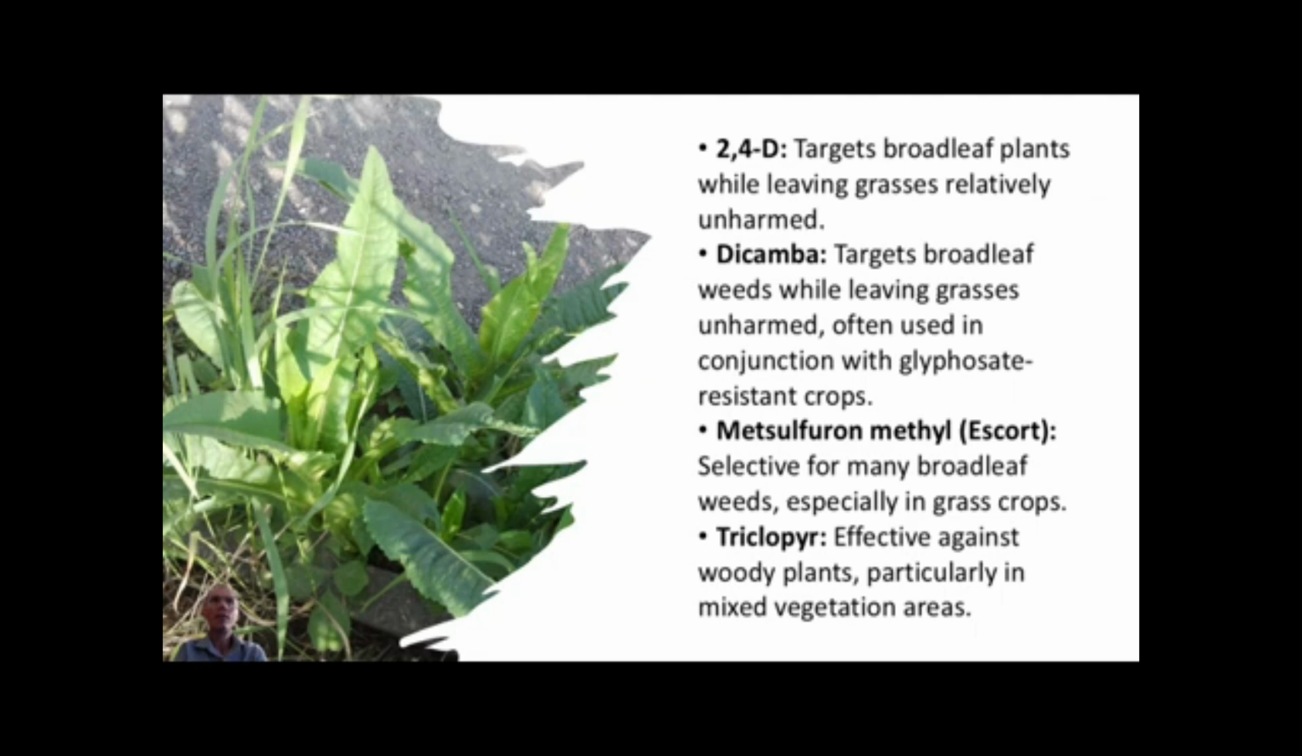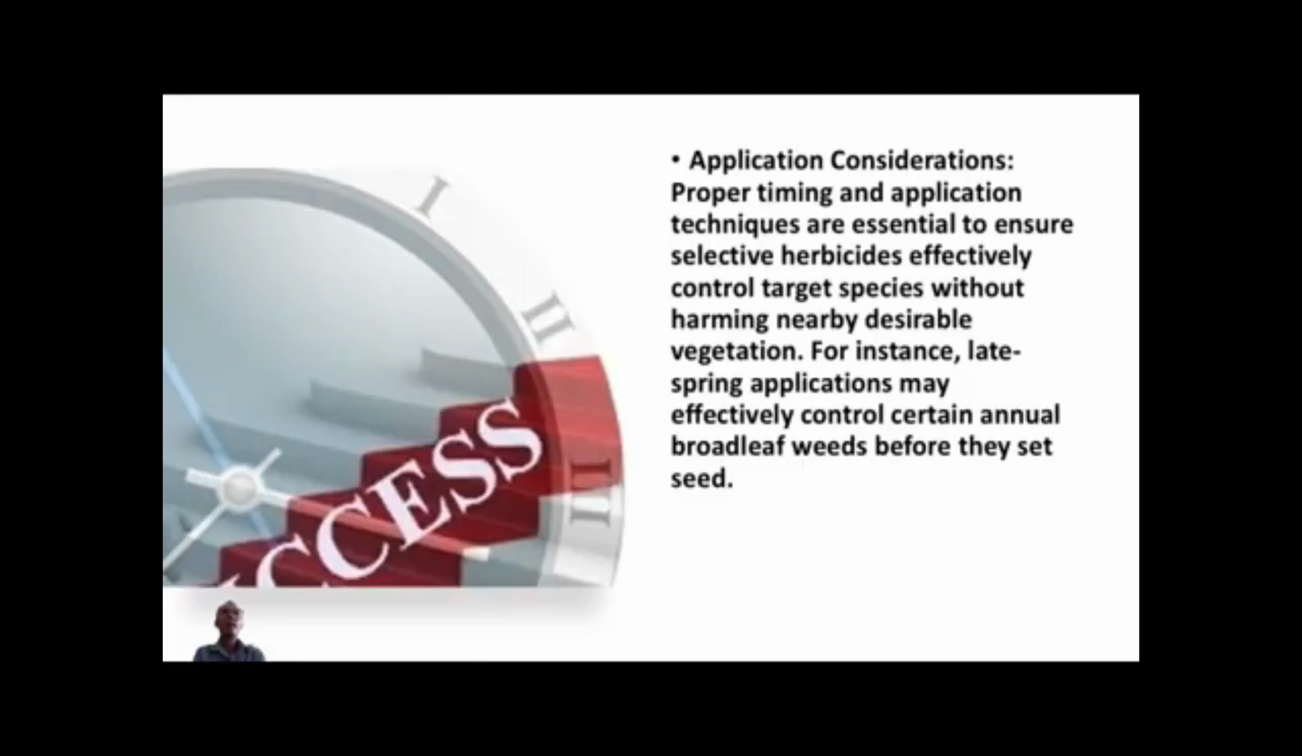Dicamba targets broadleaf weeds while leaving grasses unharmed, often used in conjunction with glyphosate-resistant crops. Metsulfuron methyl, Escort, is selective for many broadleaf weeds, especially in grass crops. Triclopyr is effective against woody plants, particularly in mixed vegetation areas.